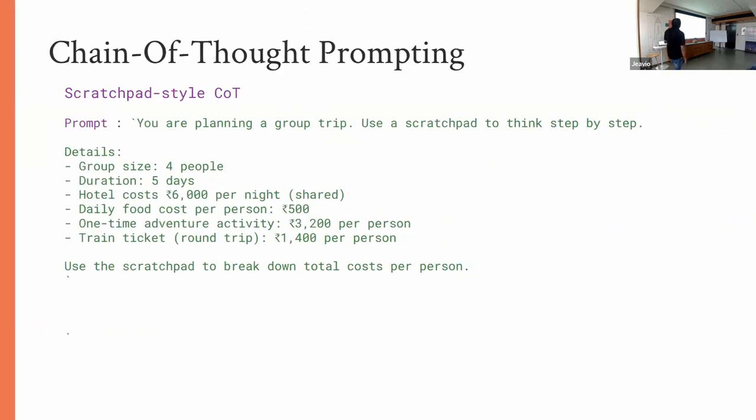So, the third type is scratchpad style COT. As the name suggests, scratchpad style COT is where you have an idea and you want to plan something, like a trip or software development. You give an idea, then provide some details on what you want to consider during execution, and then say, use the scratchpad to break down the total cost per person in this specific example. And if I go to the next slide, there is a response.